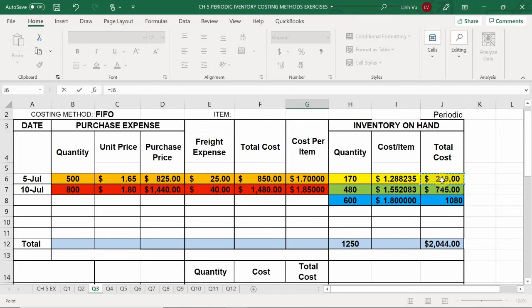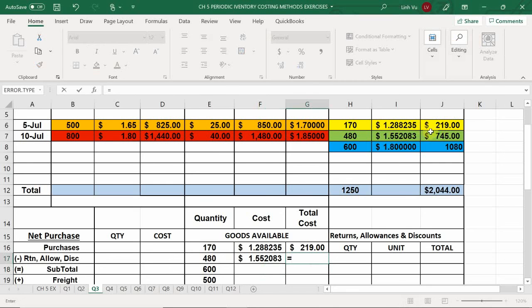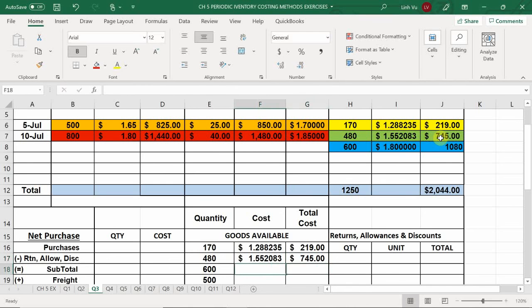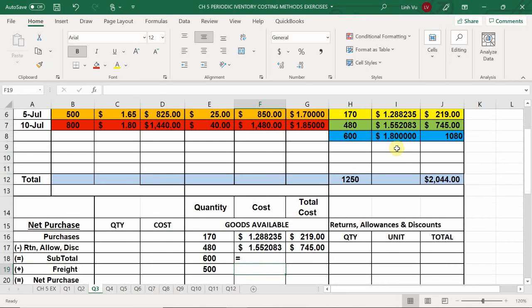So in this case, since I know these numbers are solid, this is my beginning inventory. Nothing's going to change. I can't return what I bought in the past. So I'm going to carry these numbers over here. I'm going to carry these numbers over into my goods available.